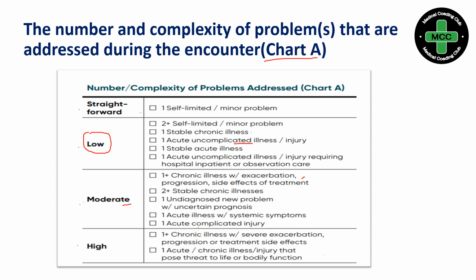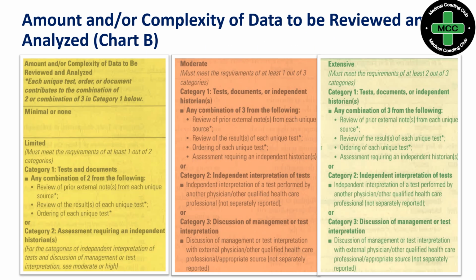Okay, so let's move to chart B. In chart B, we have data to be reviewed and analyzed. Here also we have four levels: minimal, limited, moderate and extensive. This is based on what the provider is performing: tests and documents, independent historian, independent interpretation, or discussion of management. We have to check and collect all the data and decide what our final data level will be. So that will be in chart B.